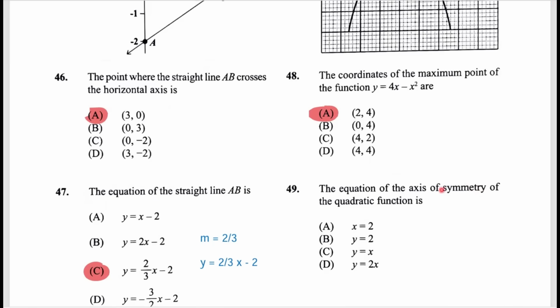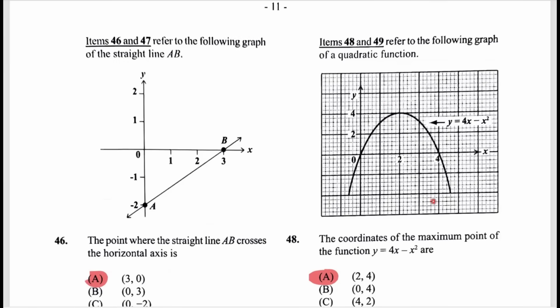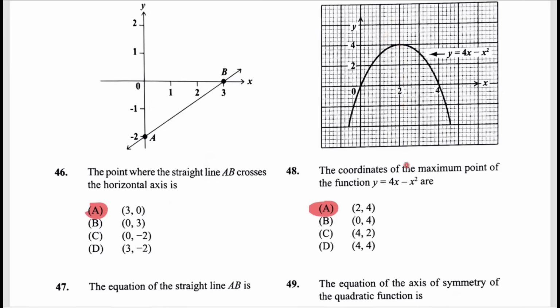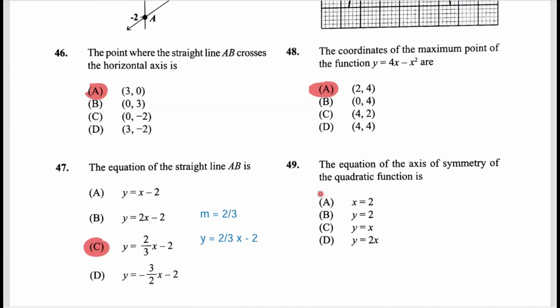Equation of the axis of symmetry of the quadratic function is... The axis of symmetry is going through here. That's x equals 2. So that's A.